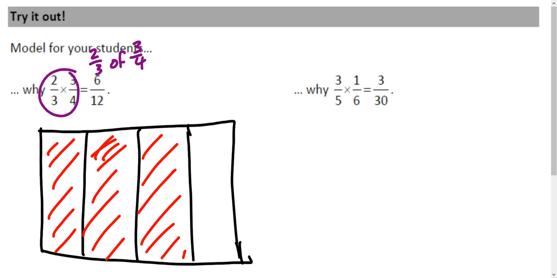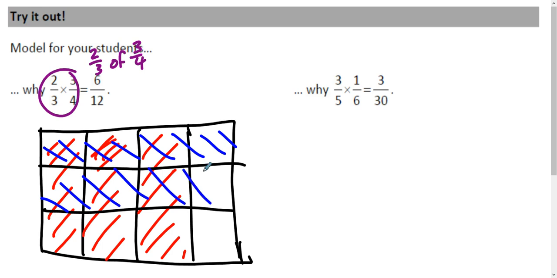Well, what does 2/3 look like? Well, here are thirds, right? And we want 2 of those thirds. We want this third, and we want this third. So when we talk about 2/3 of 3/4, we're looking for the red-blue area. We're looking for this area. This is 2/3 of 3/4. So there are 4, 8, 12 little rectangles, and 6 of them are colored in.